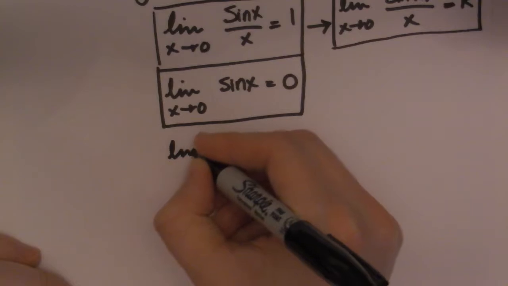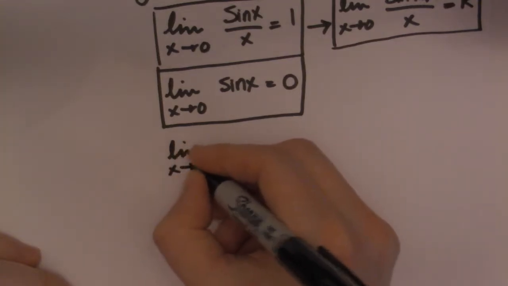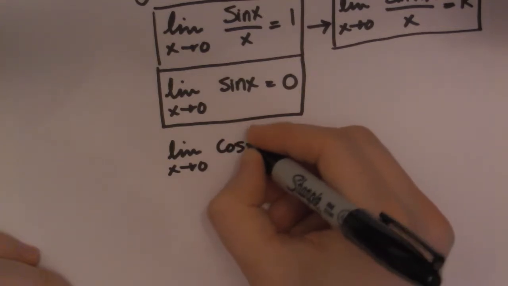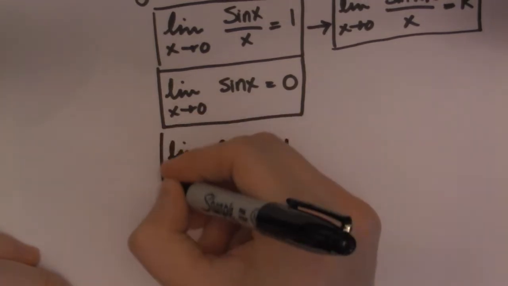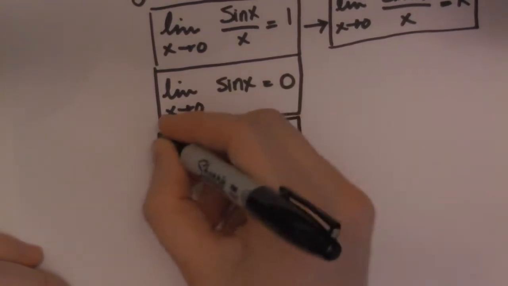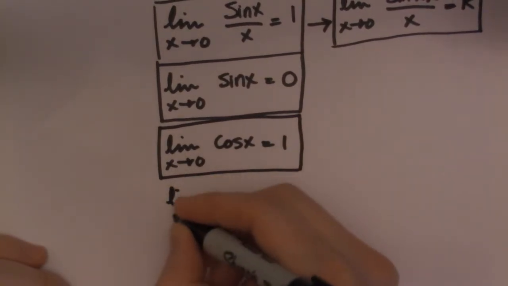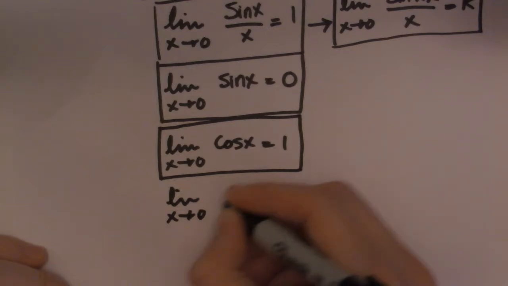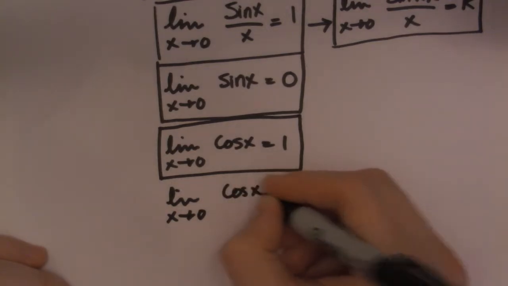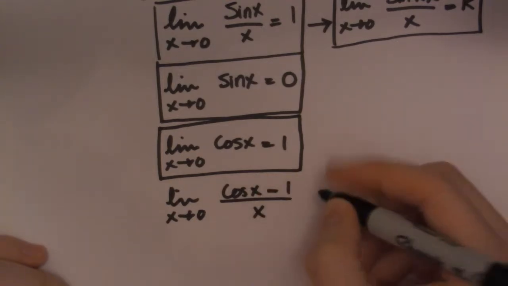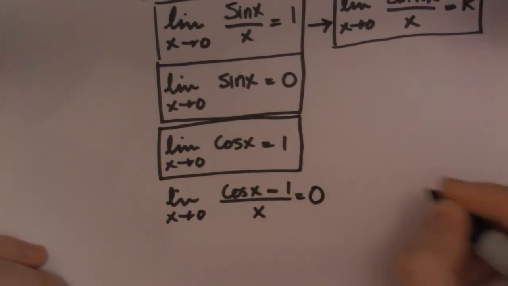Alright, so now let's look at cos. So the 2 limits we need to know with cos is that the limit as x approaches 0 of cos of x is just equal to 1. So again, that is just direct substitution. Now the other limit that we need to know with cos is the limit as x approaches 0 of cos x minus 1, all divided by x, and that's equal to 0.